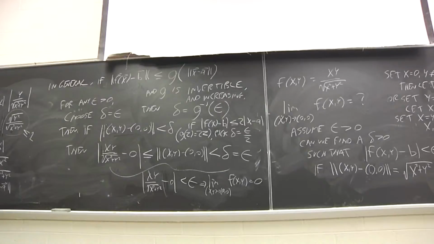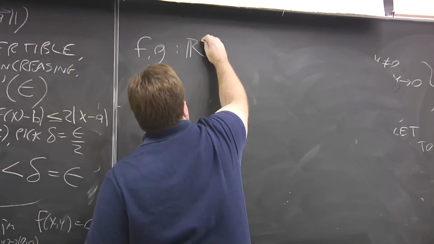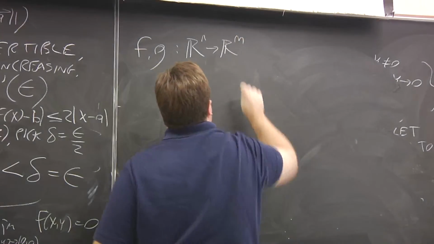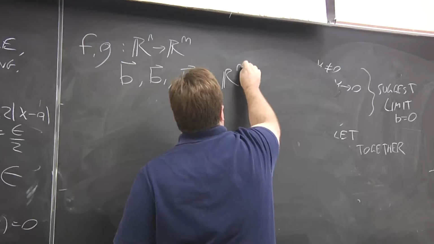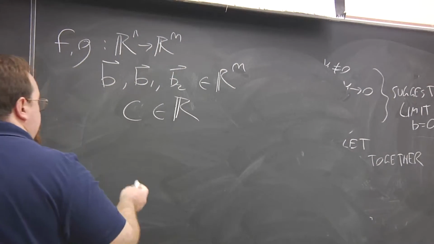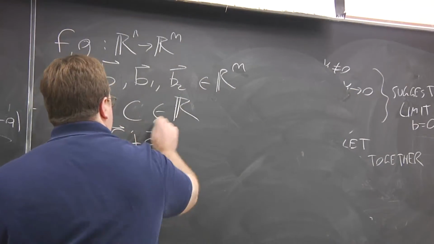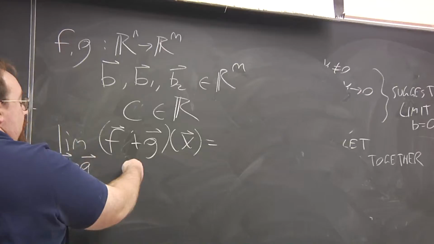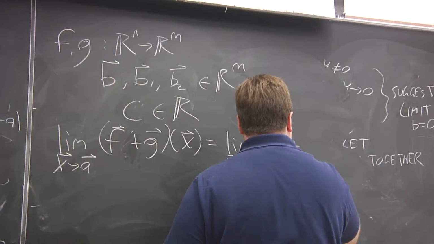Now there are certain properties that apply to limits from single variable calculus. So suppose you have two functions f and g that take in n variables and output m variables, and let's suppose that b, b1, b2 are vectors with m variables, and c is just some real number. Then some things you can say about limits is that the limit as x approaches a of f plus g of x, so the limit of a sum, is equal to the sum of limits. That rule applies in the single variable and multivariable case.